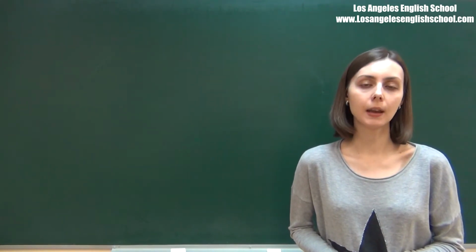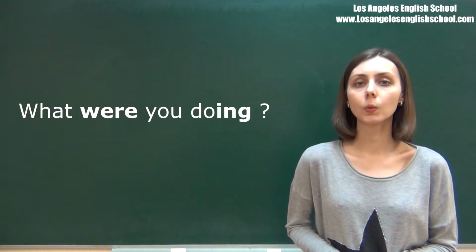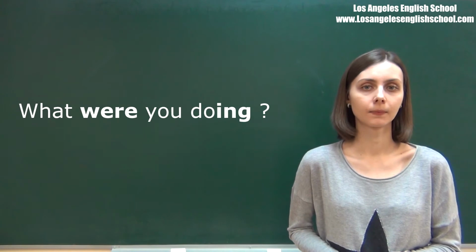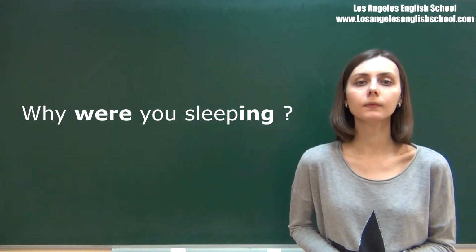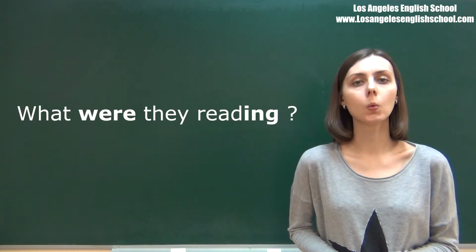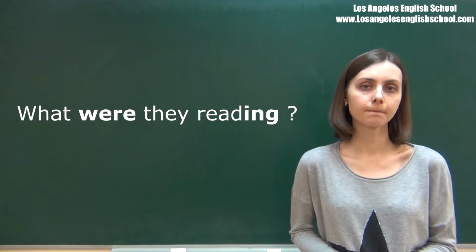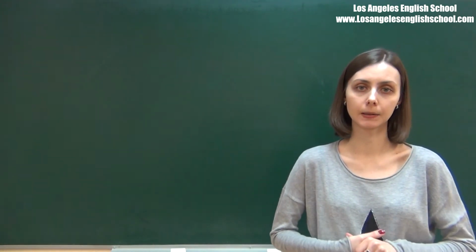question word at the beginning of your sentence. For example, what were you doing? Why were you sleeping? What was she cooking? What were they reading? So this is how to make the past continuous tense.